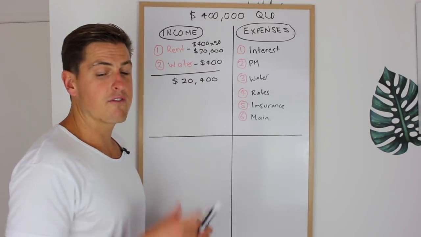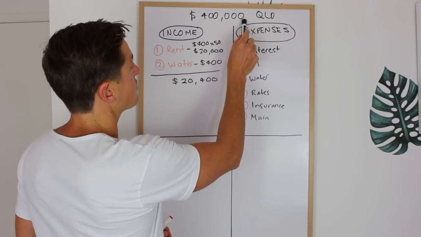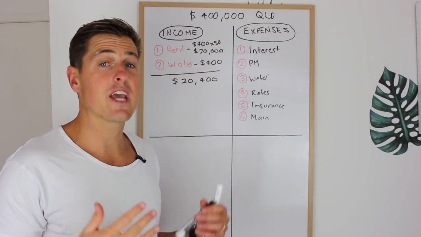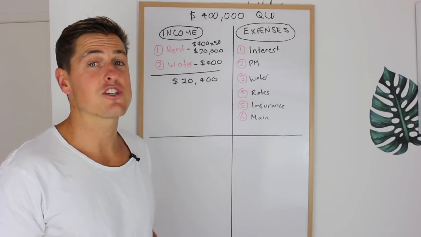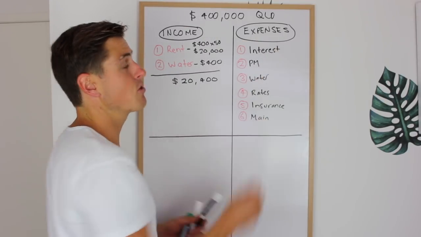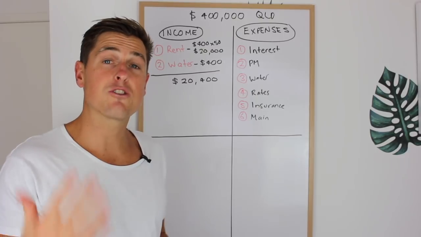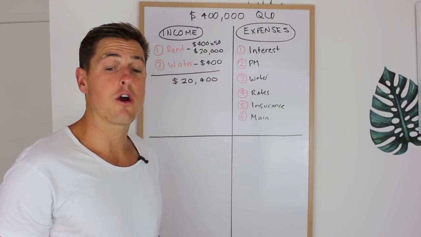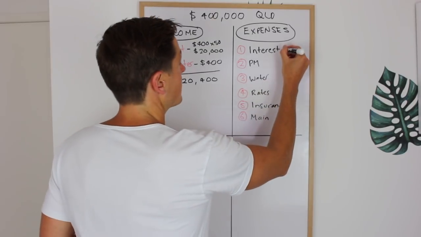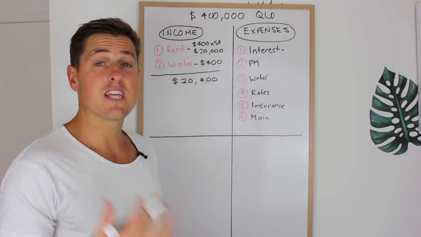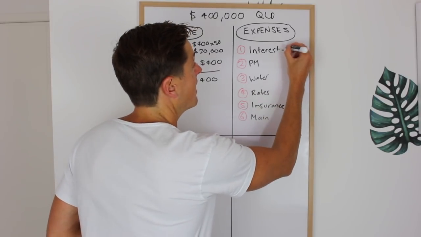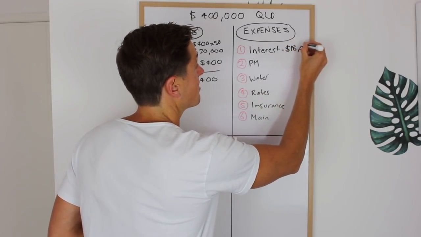So what I've gone and done is I've said it's a $400,000 property and you've just put down a 10% deposit. So you've put down $40,000 cash. Now that means that we're paying interest therefore on $360,000, which is the total cost of buying minus your total deposit. So based on calculating a 5% interest rate over 12 months on $360,000 worth of debt, we're paying $18,000 per year in interest.